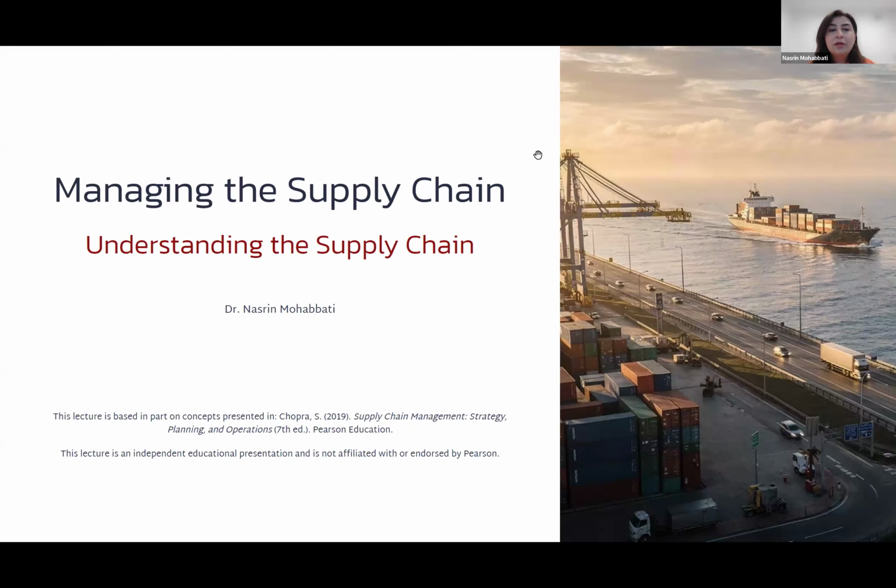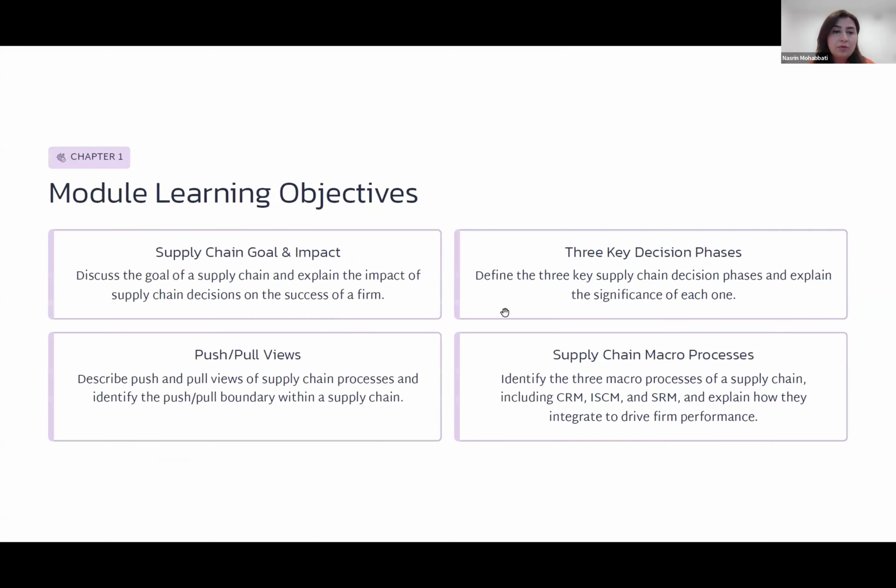In this chapter, we're going to start talking about supply chain management, some topics and introduction. So what we're going to cover in this chapter are supply chain goals, the impact of supply chains on the success of businesses. We're also going to talk about three key decision phases in any supply chain in terms of strategic decision making, midterm decision making, and short-term decision making.